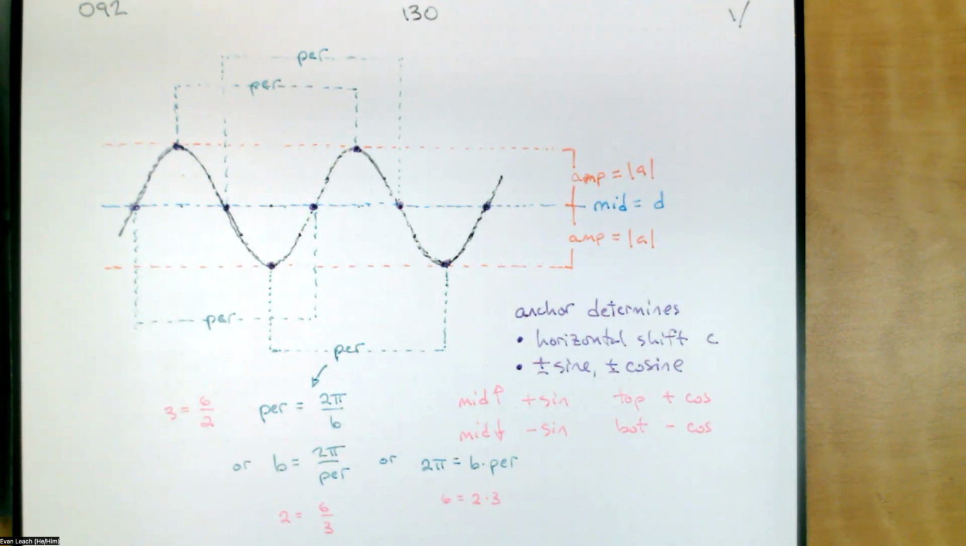The horizontal shift and the sine, cosine, positive or negative is all determined by the anchor. You want to think of the anchor point, the point we choose as a starting point. That determines 2 things, the horizontal shift and whether we're going to write plus or minus, and whether we're going to write sine or cosine. Which of the 4 functions we're going to choose and what horizontal shift we're going to choose.